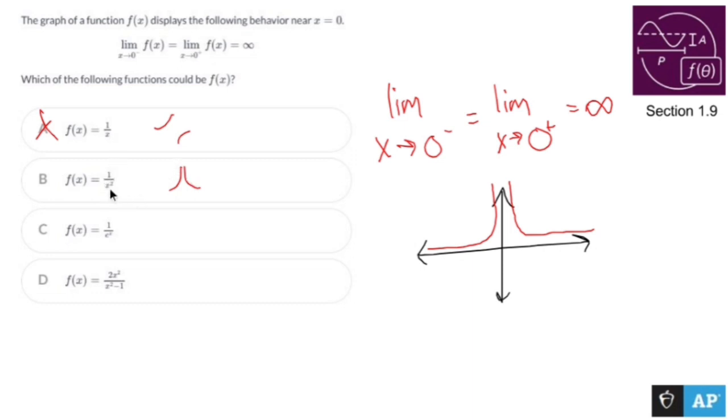And since we have 1 over x squared and x squared is in the denominator, we have both sides going to the same exact limit, which is infinity. Okay, so definitely not you, because it's definitely you.